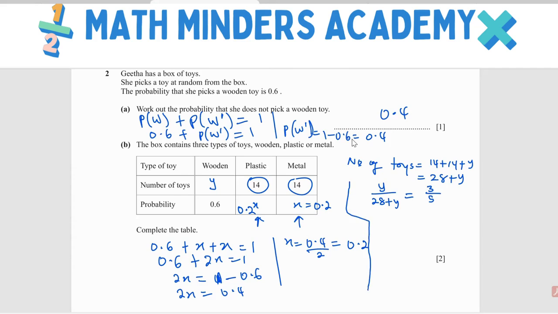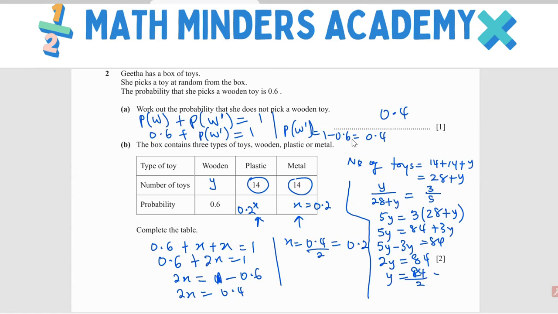Okay, 3 over 5. So if we cross multiply here, we have 5y plus 3 into 28 plus y, okay? So 5y plus, this is 84 plus 3y. So I have 5y minus 3y plus 84. This is 2y equals 84, okay? And y is 84 over 2, which is 42. So we've been able to fill up that table.